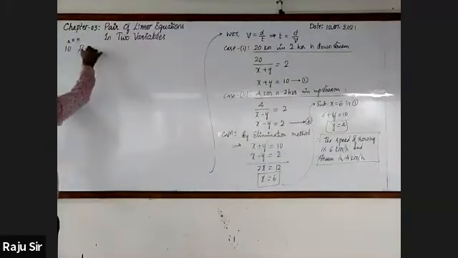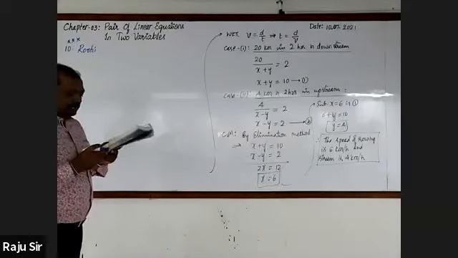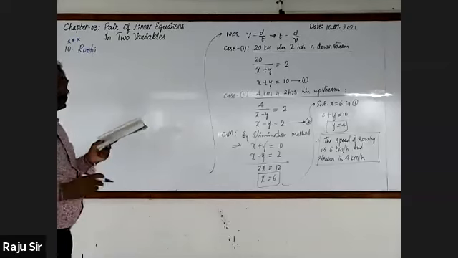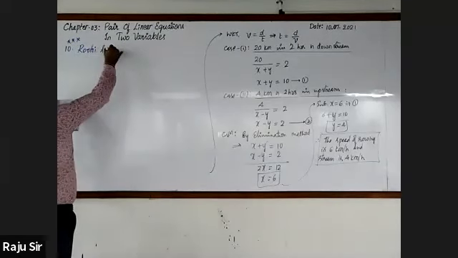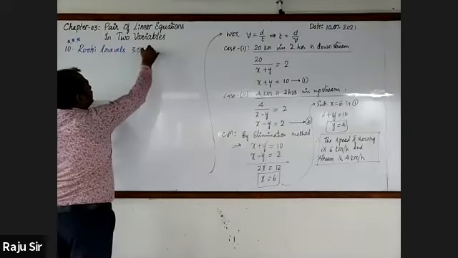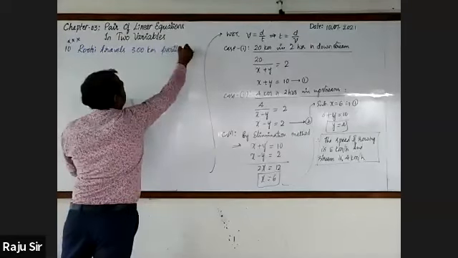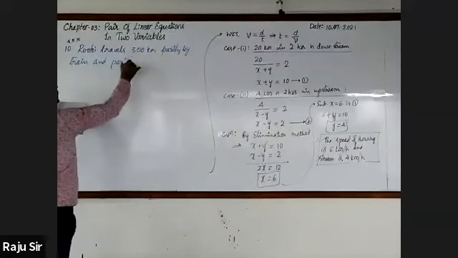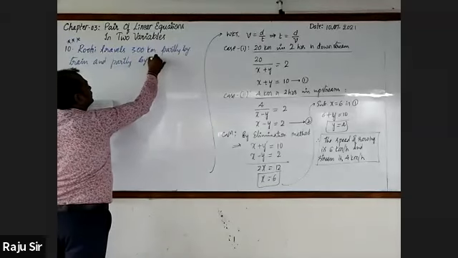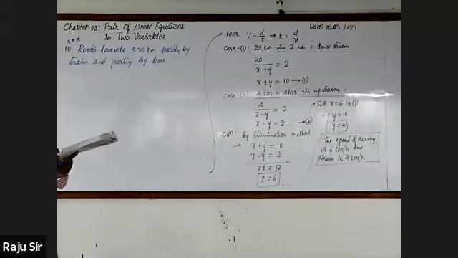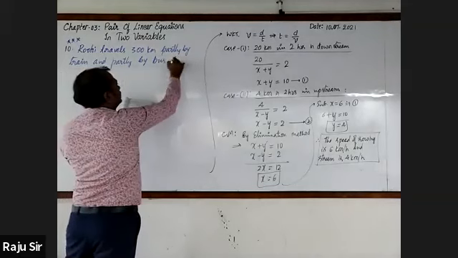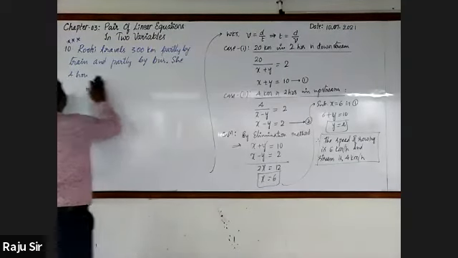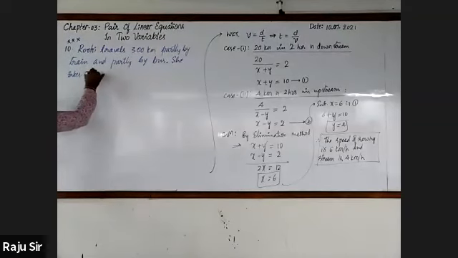This is Ruhi. Ruhi travels 300 kilometers to her home, partly by train and partly by bus. Full stop. She takes 4 hours.